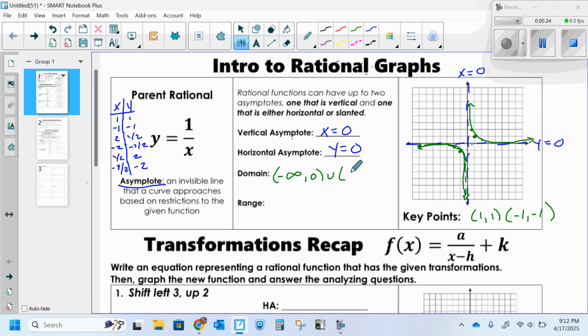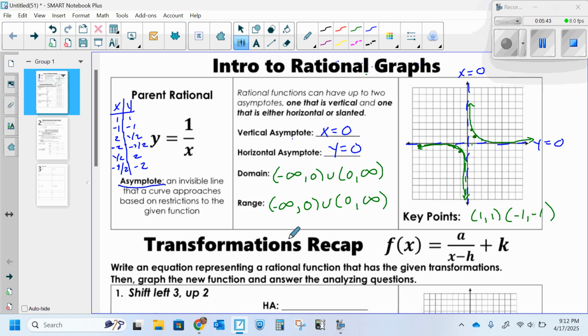You are always going to use interval notation, please. Parentheses, of course, throughout. Your range, how low does it go? How high does it go? Negative infinity to 0, union 0 to infinity. So there is your parent graph for a rational function.